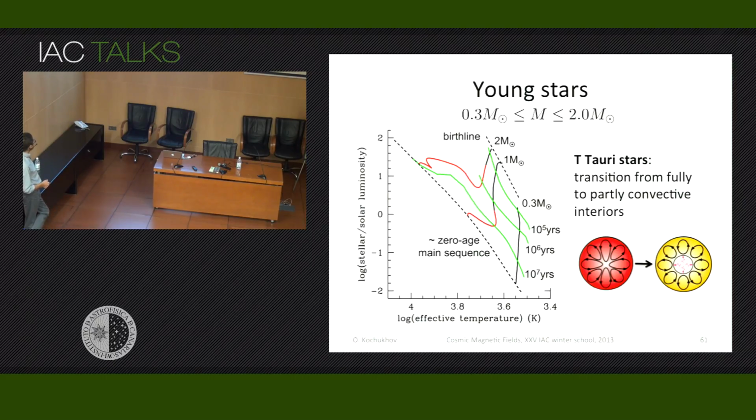Okay, all of them initially are fully convective. So here, when they form, they're fully convective. And then after some evolution, they go into the situation where only the outer envelope is convective.